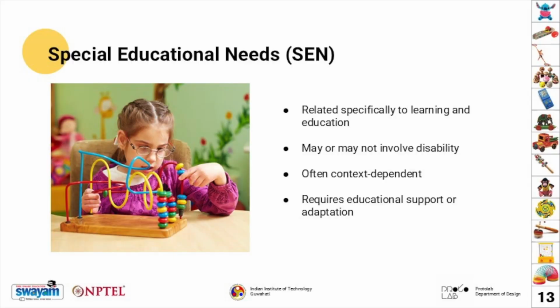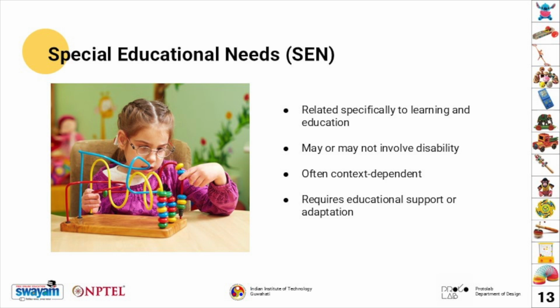Special educational needs, or SEN, is a more specific term. It refers to children who require additional support in educational contexts. A child may have special educational needs with or without a diagnosed disability. For example, a child may struggle with attention, language, or learning pace in school settings.